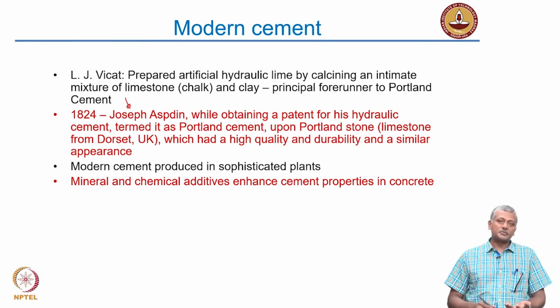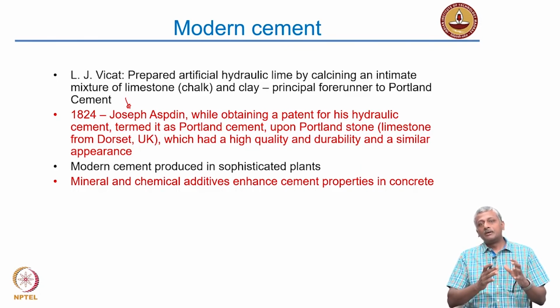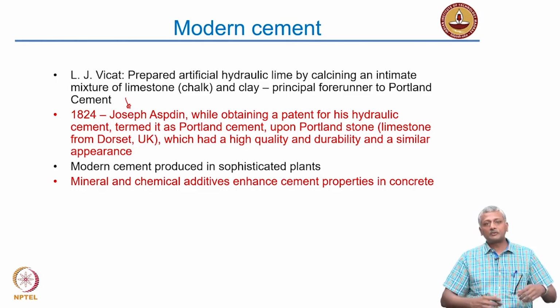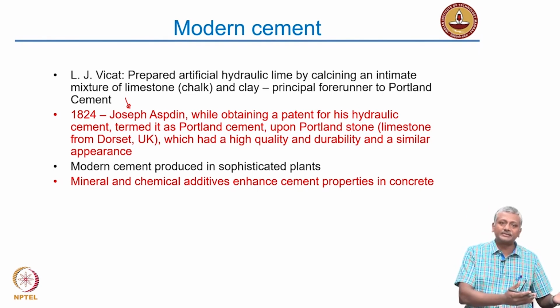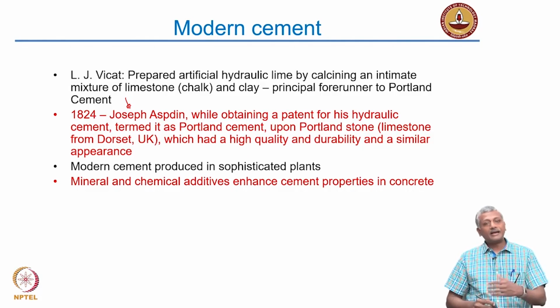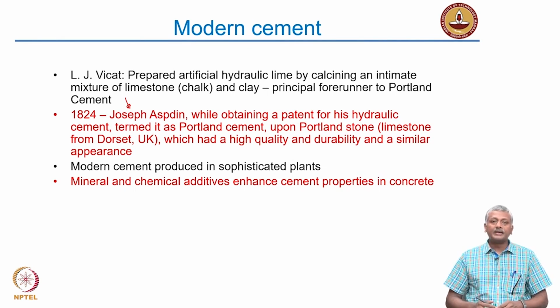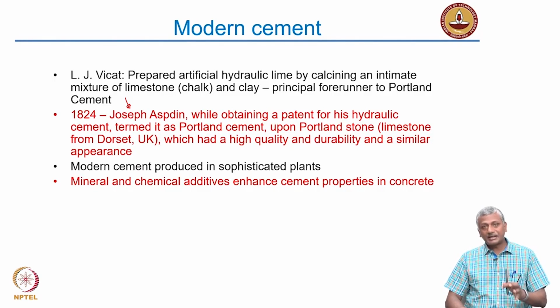Now modern cement obviously is produced in sophisticated plants. We get a material that is free of variation, can perform very well in different kinds of environments. So, that is the impact of modern technology that has converted this material that was previously made by people who were not engineers, who were not scientists, right, but today it is properly engineered, it is properly manufactured just like any other commodity product. Okay. And we have not stopped at cement, we have actually gone to the use of mineral and chemical additives that enhance concrete properties.